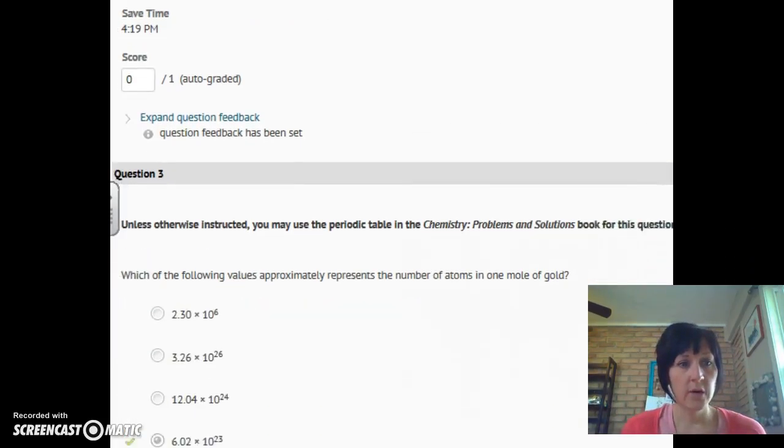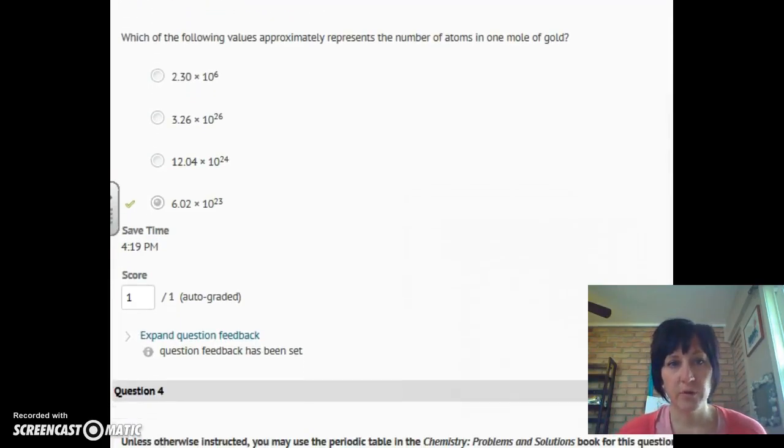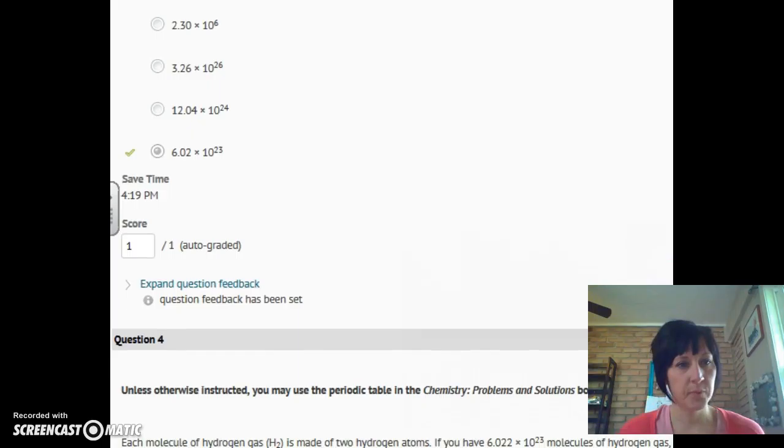All right, question number 3. Which of the following values approximately represents the number of atoms in 1 mole of gold? So again, gold, it's just Au, right? It's just 1 atom. So a mole of 1 atom would be 6.02 times 10 to the 23rd.